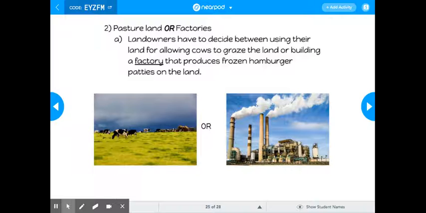And so the same way with land. I have to decide, am I going to use my land for farming, for pastures, or am I going to build something, a factory or a store that makes frozen patties or toys or anything? I cannot have the land and the factory. So I have to choose. And whatever I don't choose is the opportunity cost. If I choose to have farmland, I lose the opportunity to have that factory.